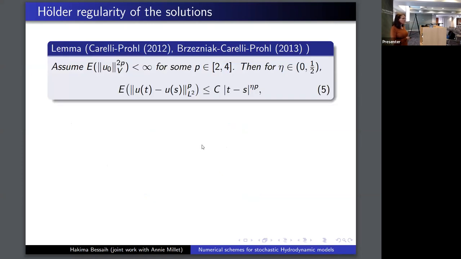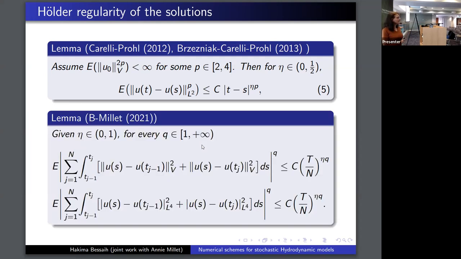Now the Hölder regularity of the solution. It has been proven that in the L2 norm, if you take two points t and s in (0,T), then the expected value of the norm of u(t) minus u(s) in L2 to the power p is less or equal to a constant times |t minus s| to the power eta p, with eta between 0 and 1. So regularity in time. But we need the Hölder regularity in the H1 norm, and you have to be careful about it.